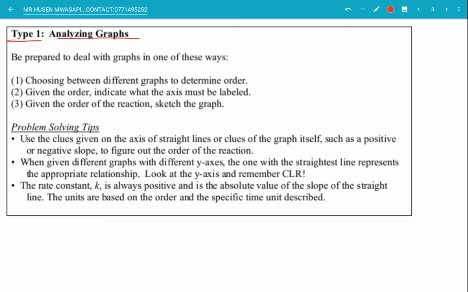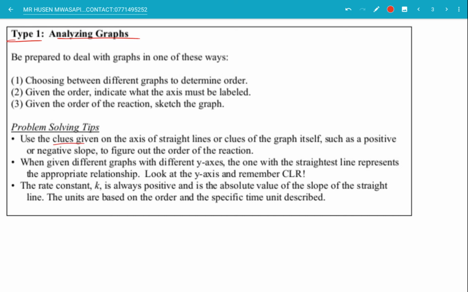So now these are the tips. You always have to use the clues given on the axis, the straight lines, or the clues of the graph itself. Remember we have positive or negative slopes. So figure out the order of the reaction with the same pattern by knowing which one is positive or negative. Then when given different graphs with different y-axes, the one with the straightest line represents the appropriate relationship that you want. So look at the y-axis and remember the CLR.